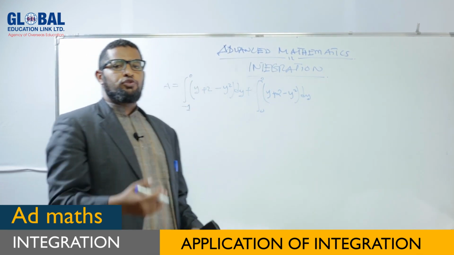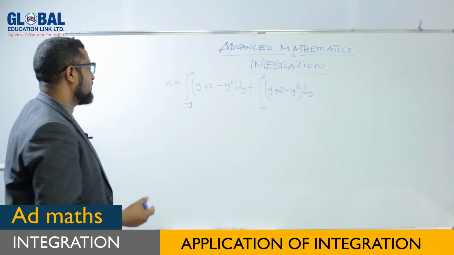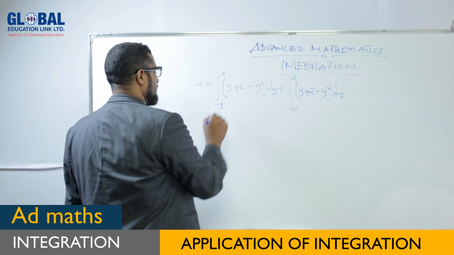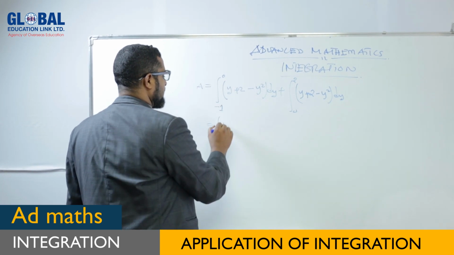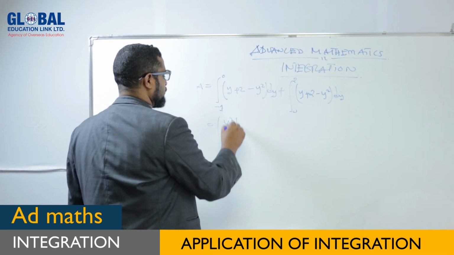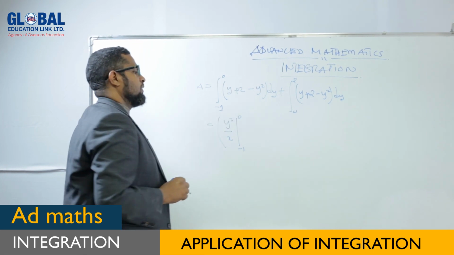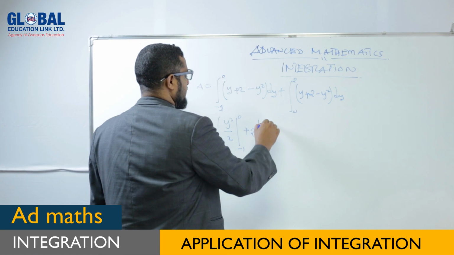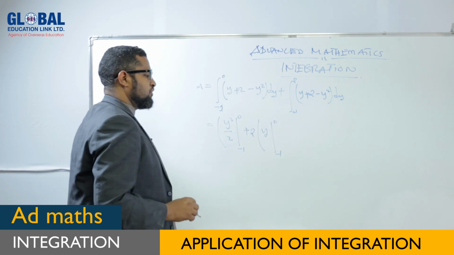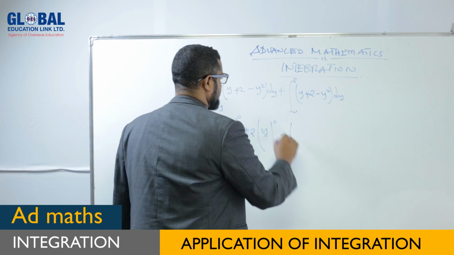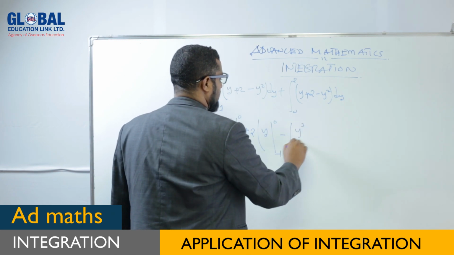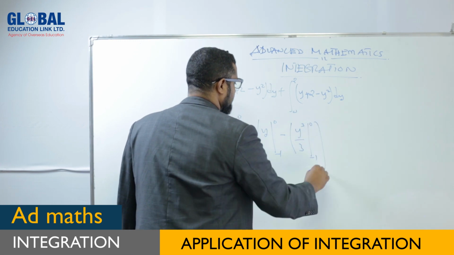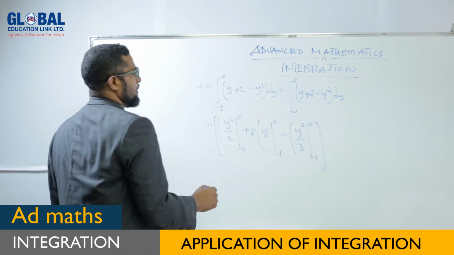Now it's time to integrate and substitute the limits. Then lastly, simplify. Starting with the first one, here we'll be having y squared over 2 from negative 1 to 0 plus 2y from negative 1 to 0, then we minus y to the power of 3 over 3 from negative 1 to 0. This is the first part.